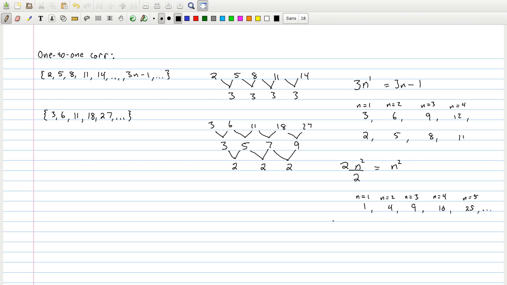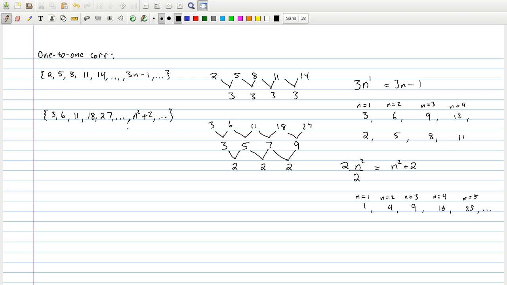We want to compare this with the original set. The original set was 3, 6, 11, 18. We have 1, 4, 9, 16. We can fix this by just adding 2 to every one of the elements of our set. If we add 2 to 1, we get 3. If we add 2 to 4, we get 6, and so on. That says we need to adjust the formula that we found by adding 2 to every term. That tells us that our general formula for this will be n squared plus 2.